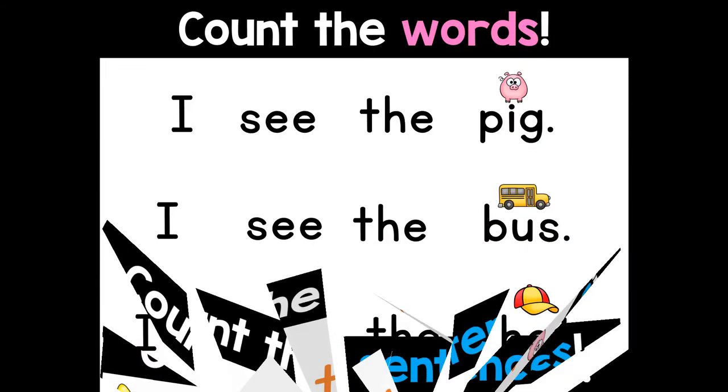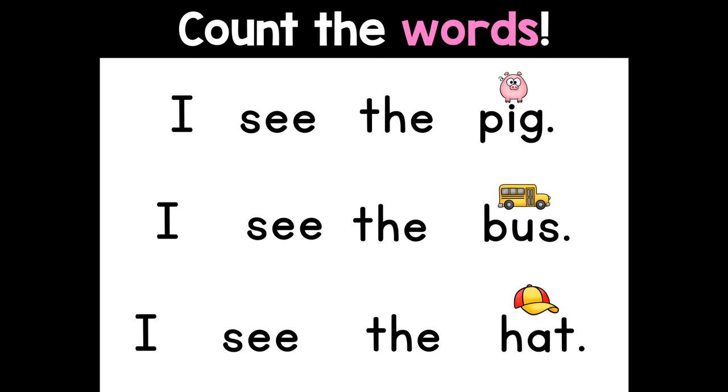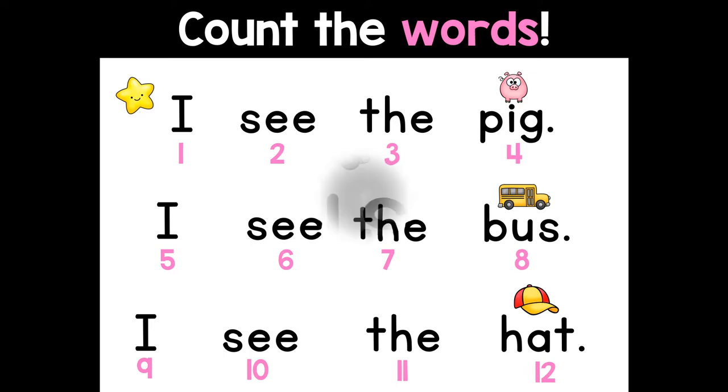Then contrast that by counting the words. We know that words are different than sentences. So our star shows us where to start, and then we're going to count each word as we see it. 1, 2, 3, 4, 5, 6, 7, 8, 9, 10, 11, 12, and another little click will send that 12 spinning to show you, yes, there are 12 words in this passage.